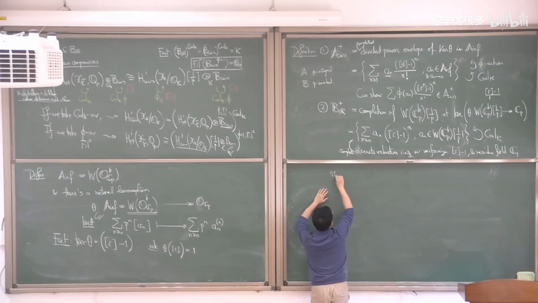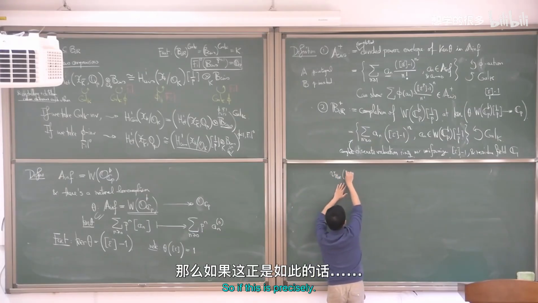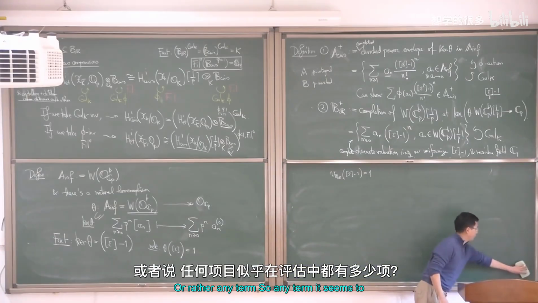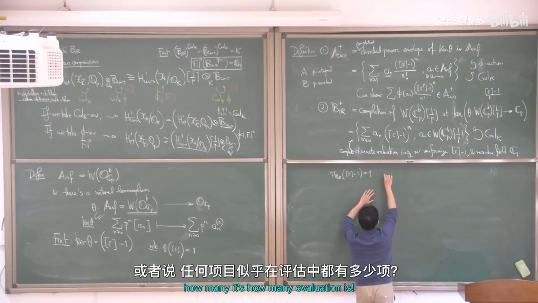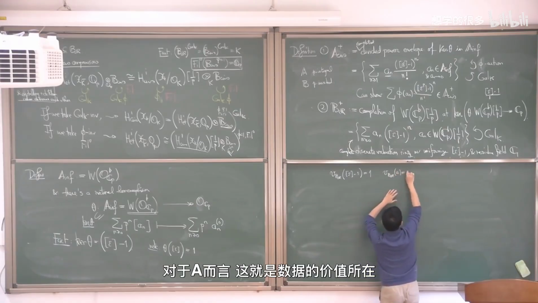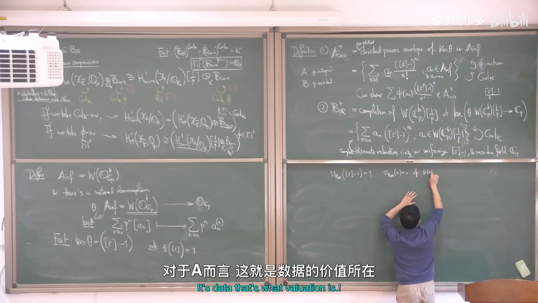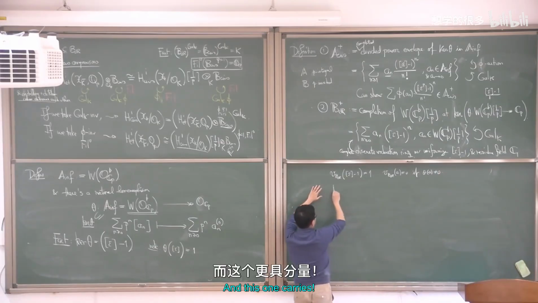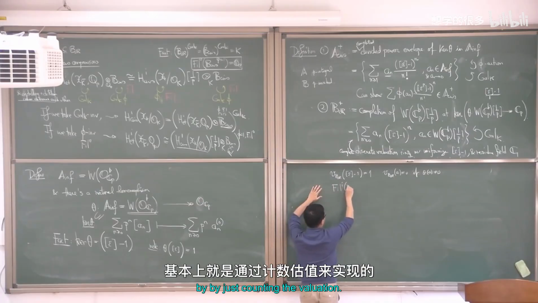The valuation of B dR plus of this is precisely 1. Or rather, any term, just see how many and how the valuation of B dR works. And this one carries a filtration by just counting the valuation.